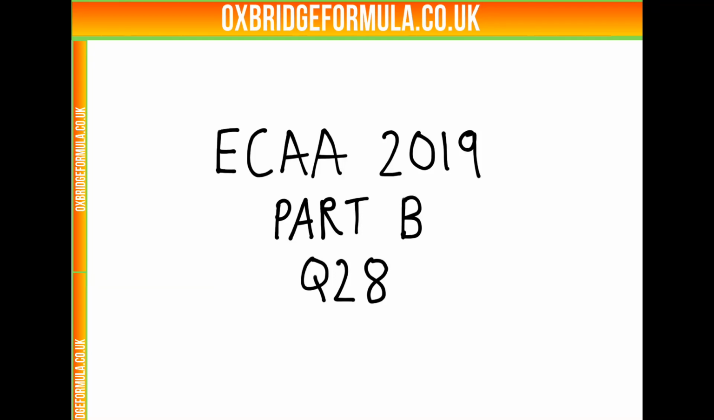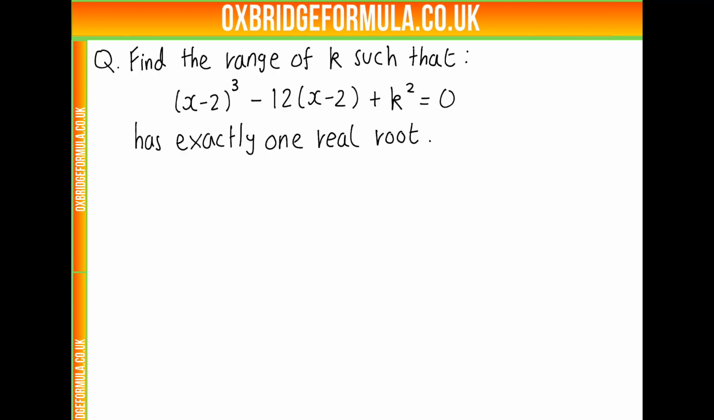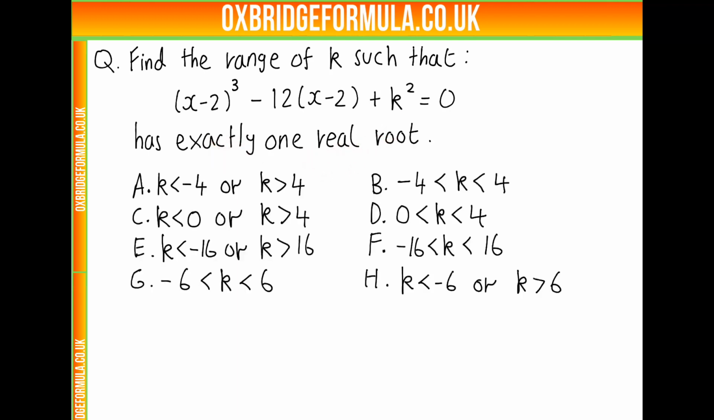This is the solution video for question 28 from part B of the 2019 ECAA paper. In this question, we're asked to find a range of k such that this equation, (x − 2)^3 − 12(x − 2) + k^2 = 0, has exactly one real root. I'm given 8 different options for the range of k such that this all holds.